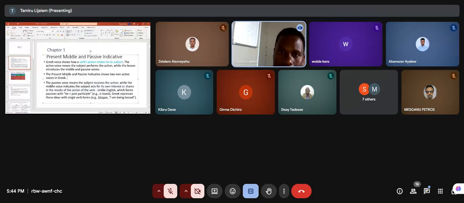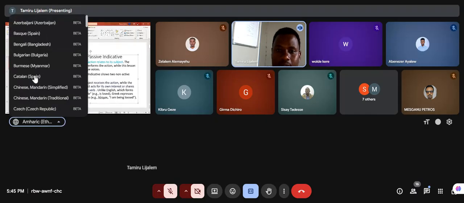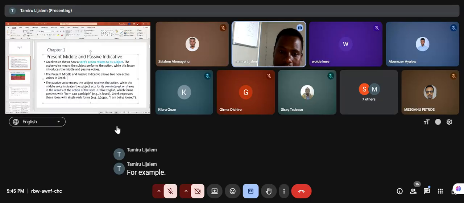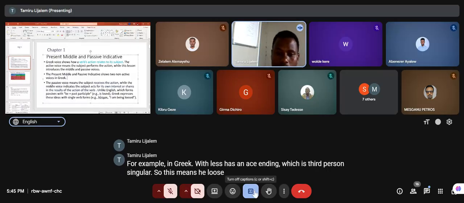Number is either singular or plural, and it is also indicated by person-number endings. Greek, like English, has singular for one person or thing and plural for more than one person or thing. For example, in Greek, luei has an ei ending, which is third person singular, so this means he looses. We'll discuss that one later.